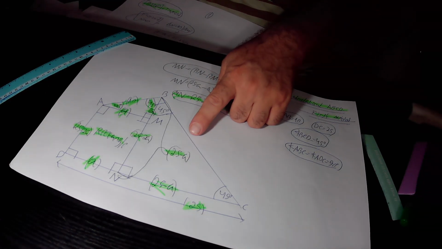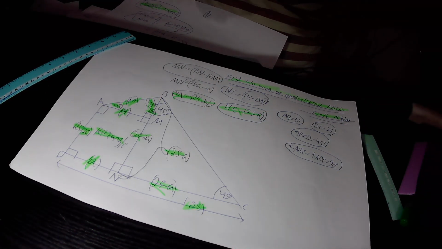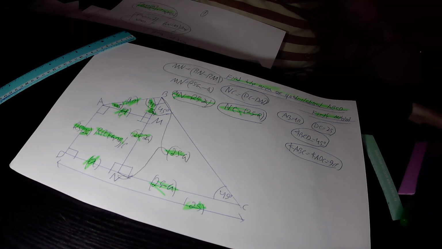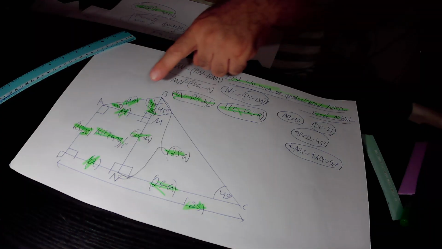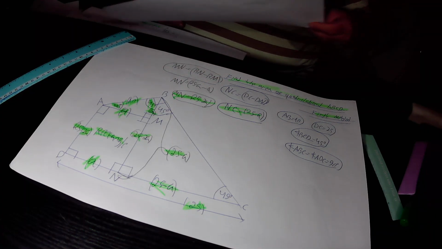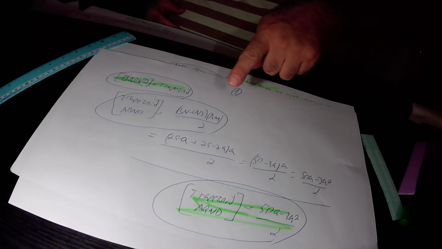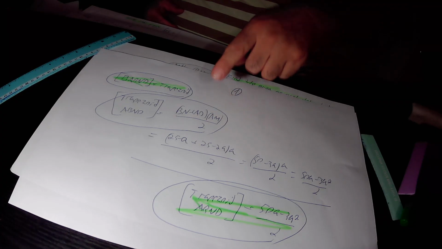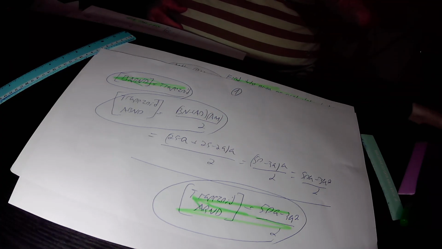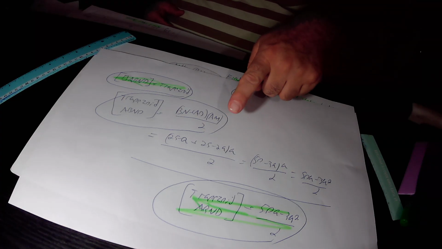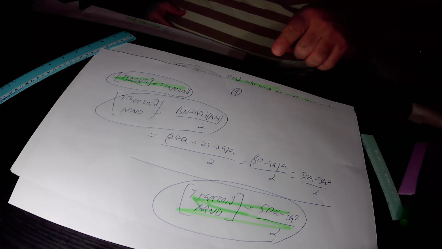BN is 25 minus a, plus AD. AD is 25 minus 2a, times AM. AM is a over 2. So in total, the area of trapezoid ABND equals 25 minus a plus 25 minus 2a, times a over 2.